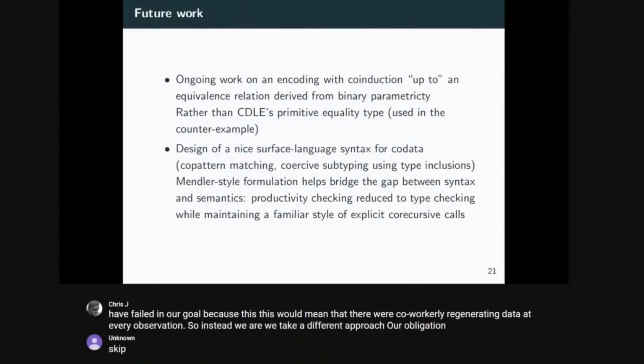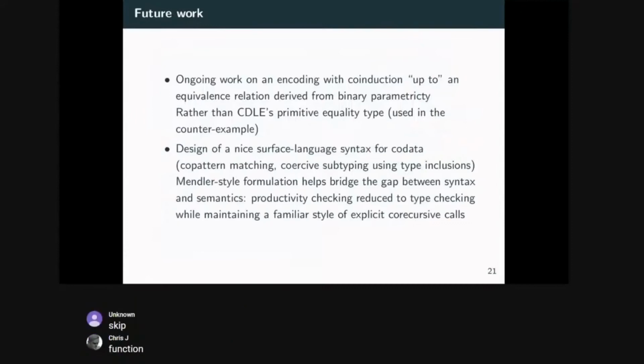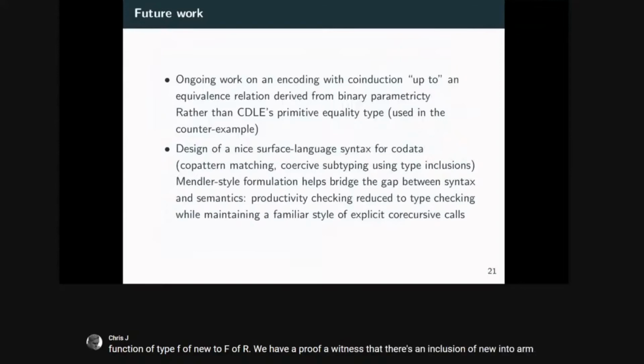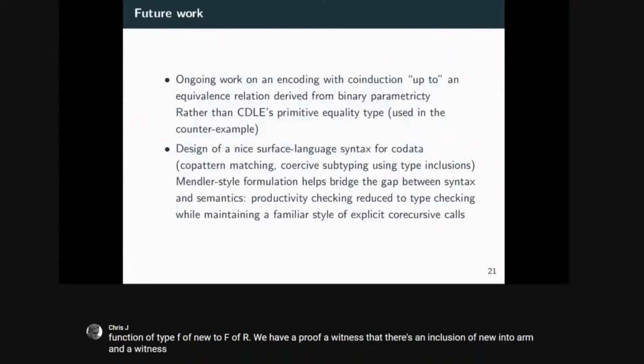Now, for future work, we are actively working on an encoding that supports co-induction up to an equivalence relation that's derived from binary parametricity, rather than trying to do this up to Cedille's primitive equality type, which is what we use in the counterexample. That's more of the semantic side. On the syntactic side, we're looking at designing a nice surface language for codata that involves co-pattern matching and using coercive subtyping to infer the insertions of these type inclusions.